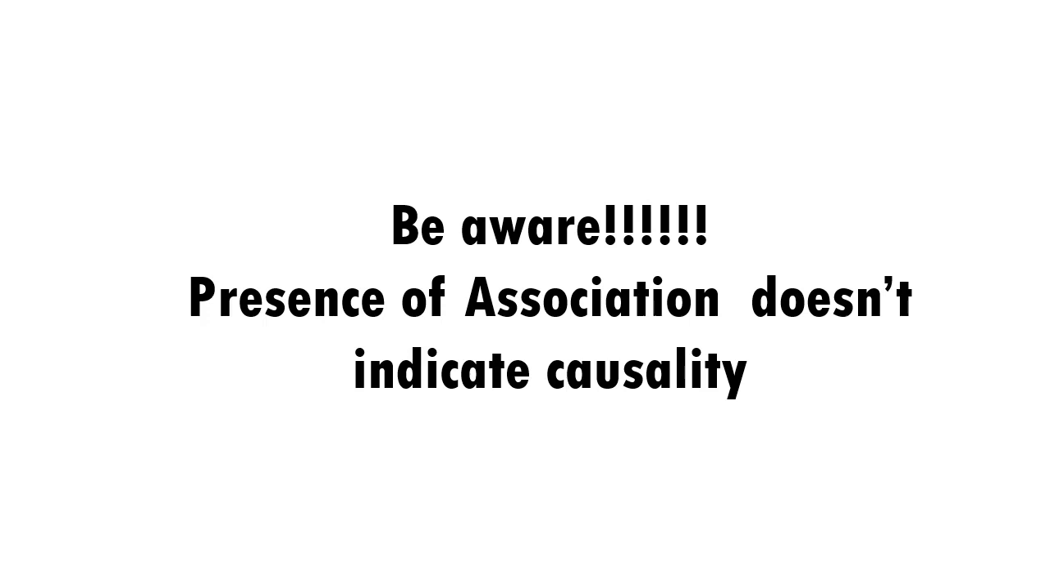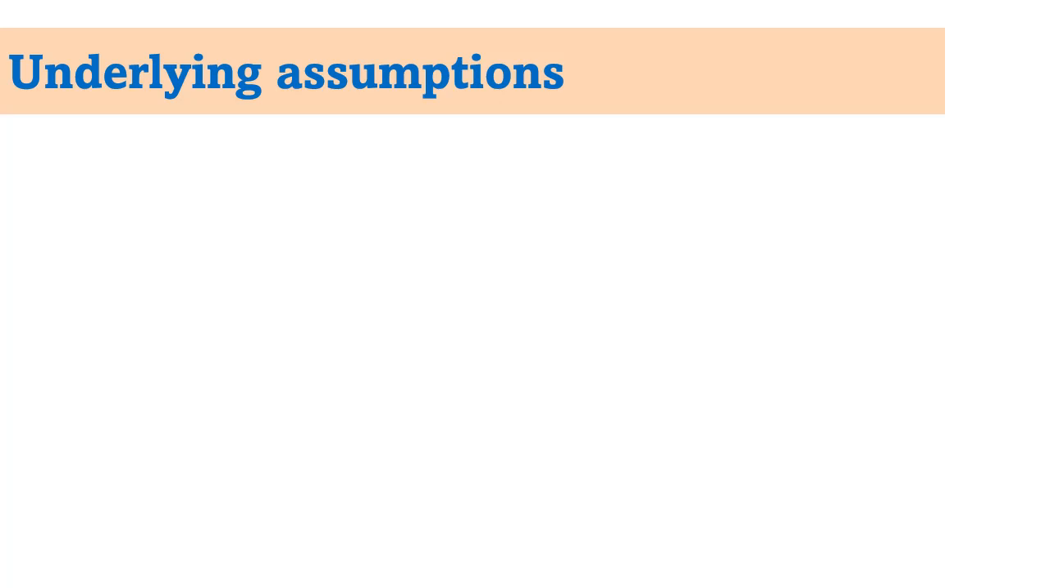But you have to be very cautious while interpreting the result of chi-square because this never tells about causality. So there is a presence of association, but whether it is causal or not, chi-square never tells. That's the limitation of the chi-square test. So now let's see what the underlying assumptions are before we use this chi-square test of independence or chi-square test of association.